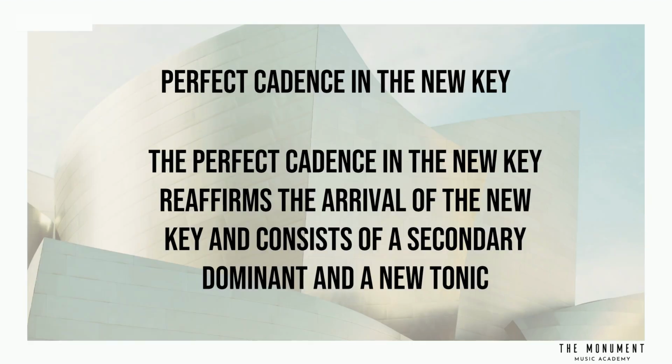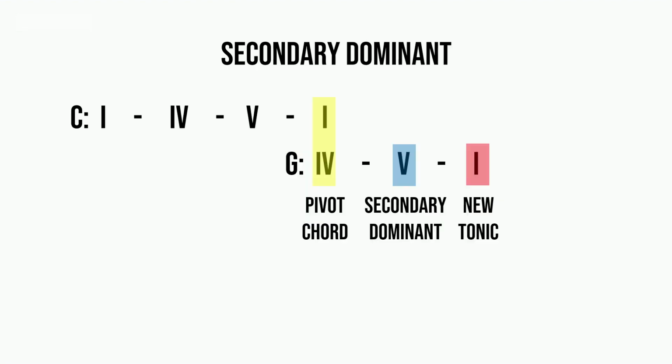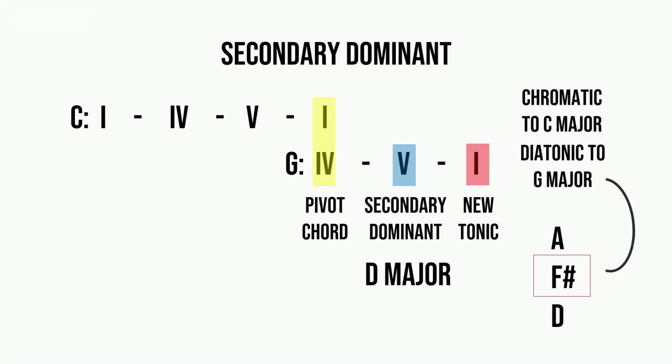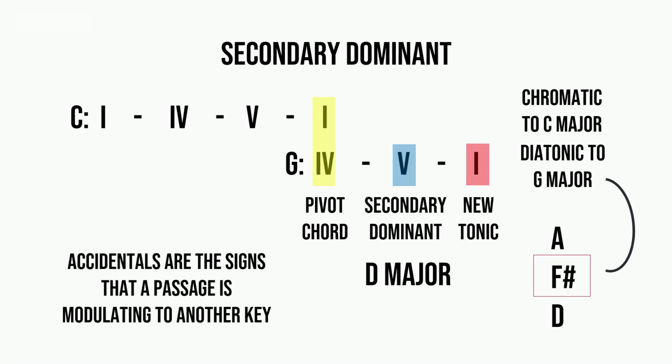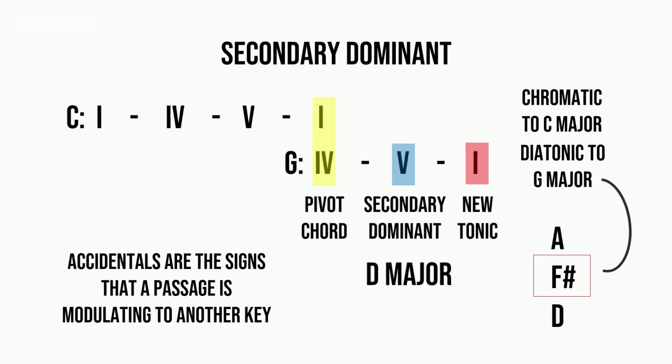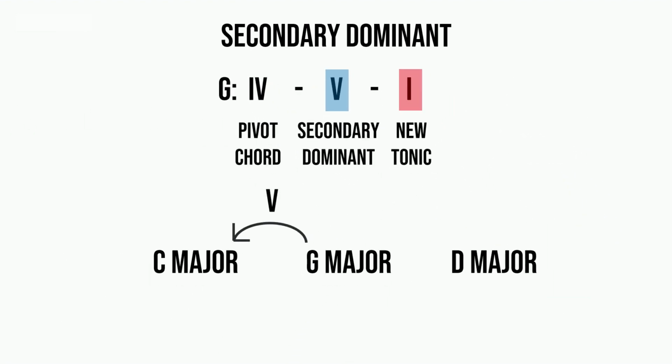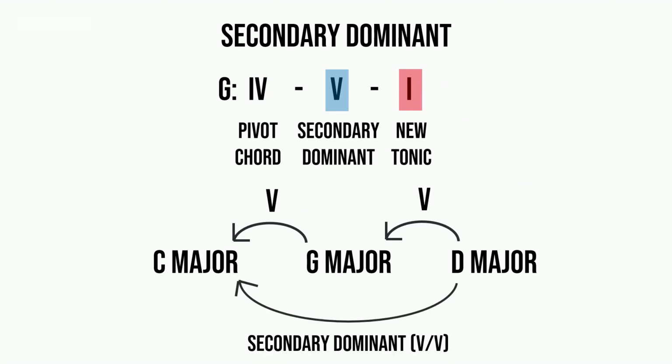The perfect cadence in the new key reaffirms the arrival of the new key and consists of a secondary dominant and a new tonic. When modulating to G major from C major, the D major chord is the secondary dominant. It has an F sharp note that is diatonic to G major, but chromatic to C major. This tells us that accidentals are the signs that a passage is modulating to another key. We know that G major is the dominant of C major. D major is then the dominant of G major. This correlation shows that D major is then the secondary dominant of C major, or the 5 of 5.